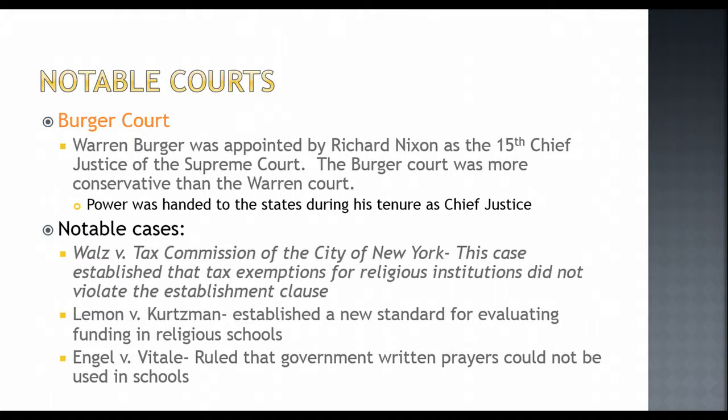Warren Burger was appointed by Richard Nixon as the 15th Chief Justice of the Supreme Court. The Burger Court was more conservative than the Warren Court. Power was handed to the states during his tenure as Chief Justice. So some of his notable cases are Walz versus Tax Commission of the City of New York. This case established that the tax exemptions for religious institutions did not violate the Establishment Clause.